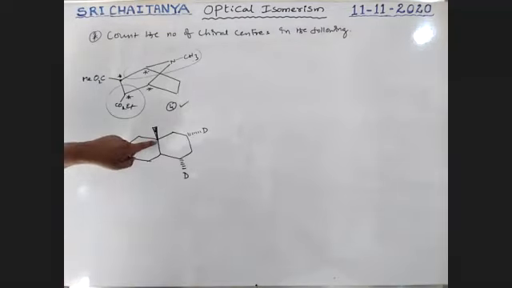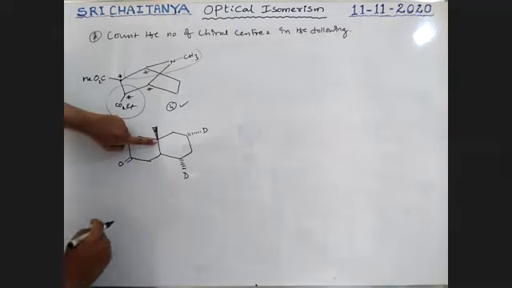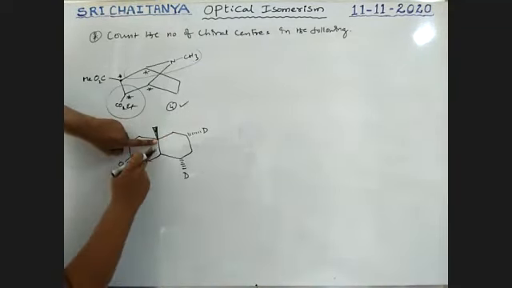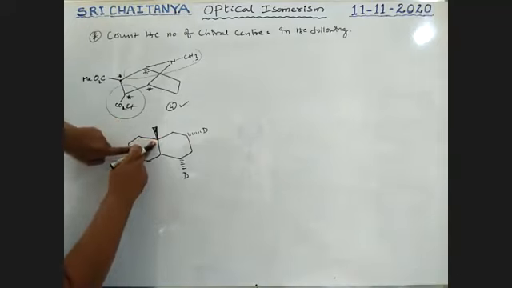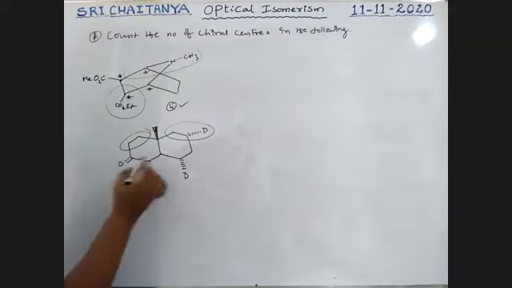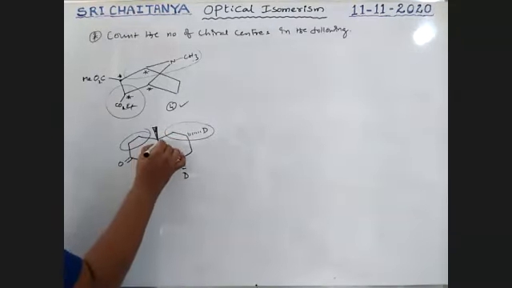See here, boys. It is methyl. It is CH2, CHD. It is CH2. It is CH2. See, boys, this is the group attached. This is the group attached. This is the group attached. Therefore, this carbon is a chiral carbon.